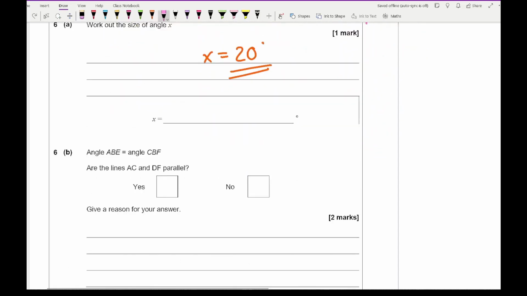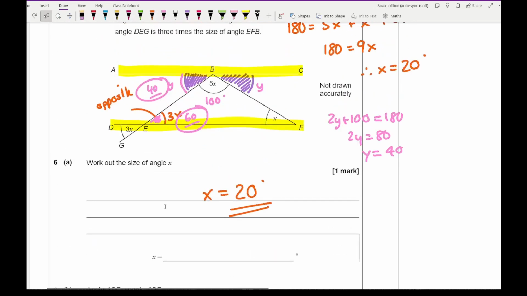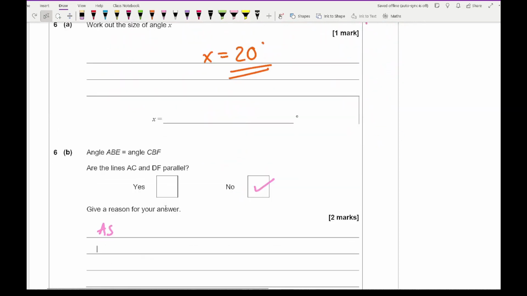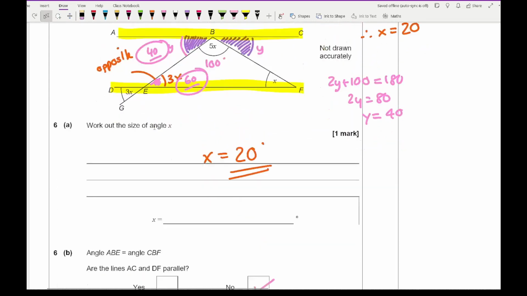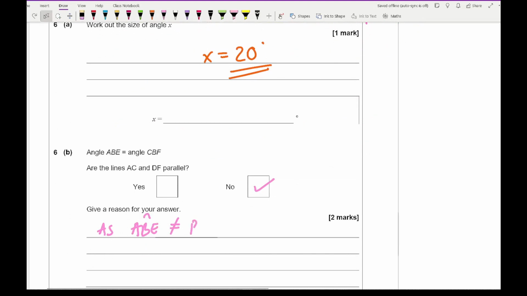So the answer is going to be no, as the angle ABE is not equal to BEF. And so something along those lines would be fine.